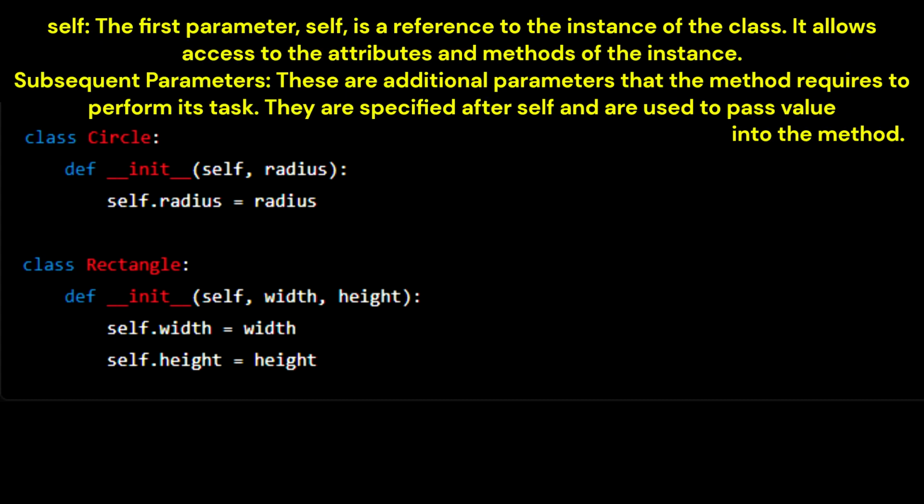Self. The first parameter, self, is a reference to the instance of the class. It allows access to the attributes and methods of the instance. Subsequent parameters. These are additional parameters that the method requires to perform its task. They are specified after self and are used to pass values into the method.